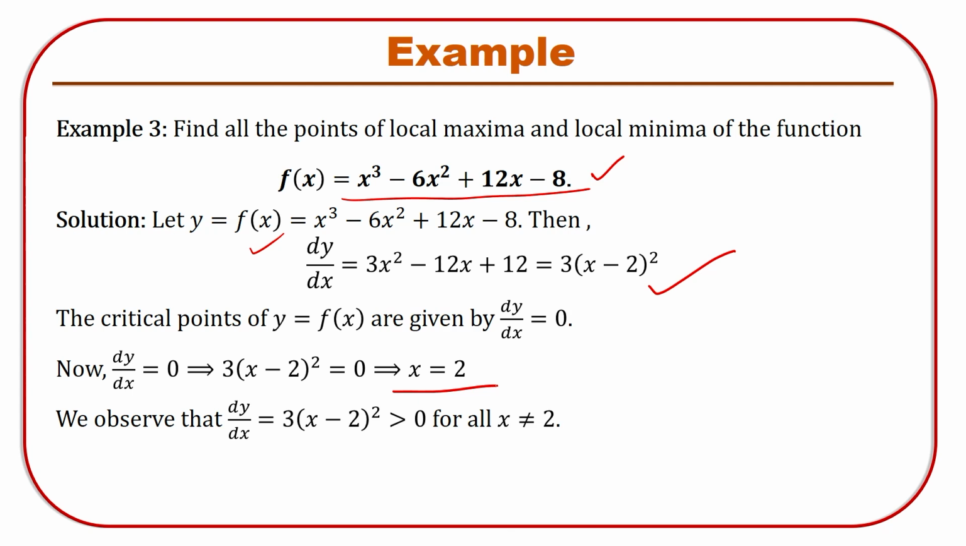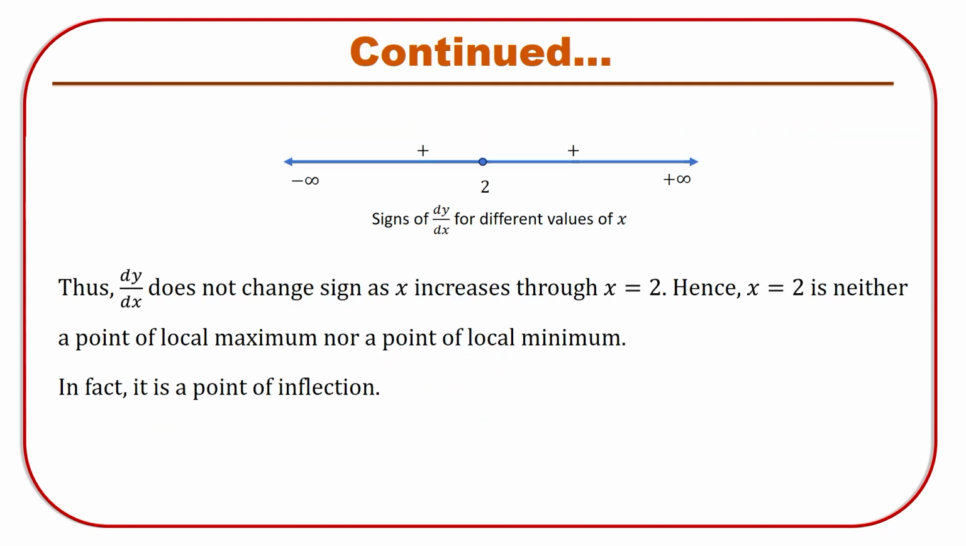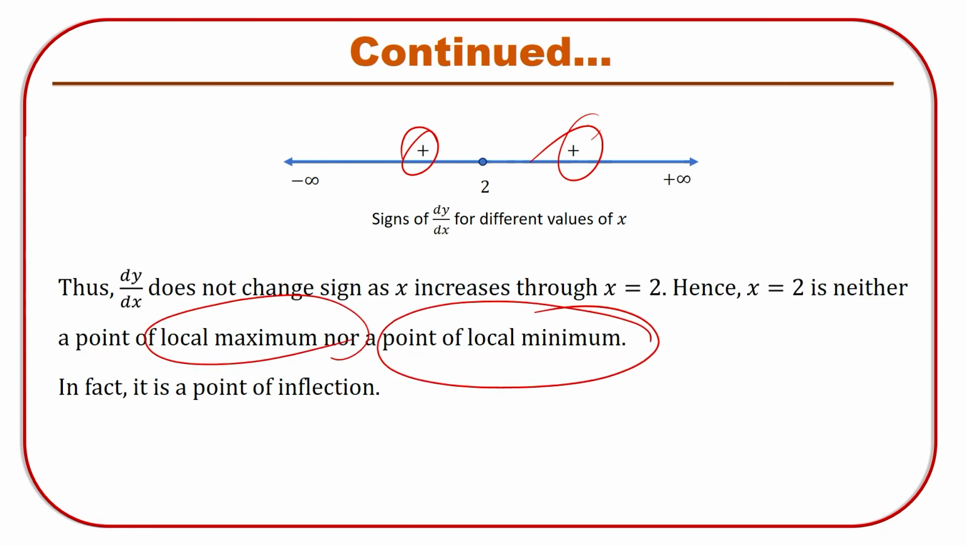Equate dy by dx equal to 0, this will give you x equal to 2. And now, there is only one point between minus infinity to infinity. So, we have to check dy by dx, and as you can see dy by dx does not change its sign. So, x equal to 2 is a critical point, but this critical point is called the point of inflection. It does not have a local maximum or local minimum value, right.